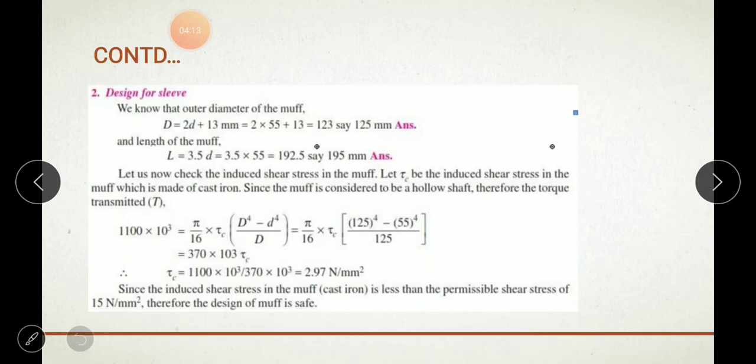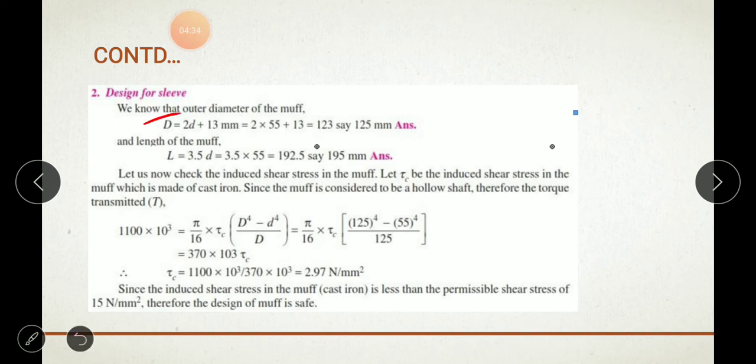Okay, now we have to design a sleeve. There are some dimensions of the sleeve that you should know. These are available in the data handbook, so we can directly go to the sleeve column. There are diameter dimensions and some formulas. The first formula is to calculate the outer diameter of the muff.